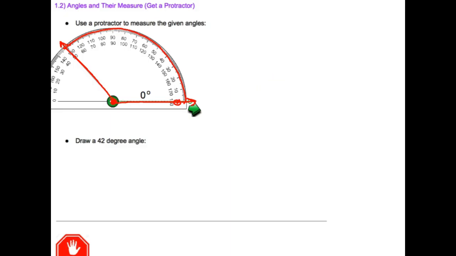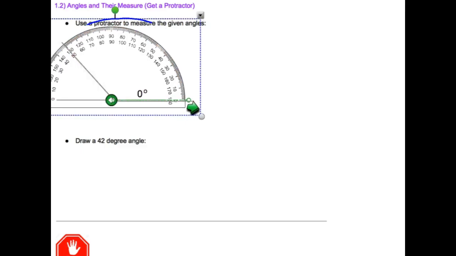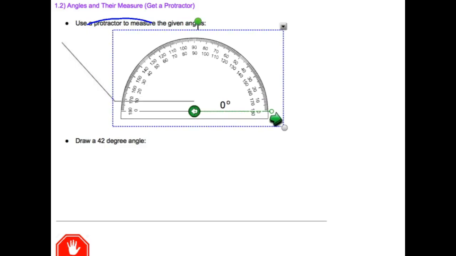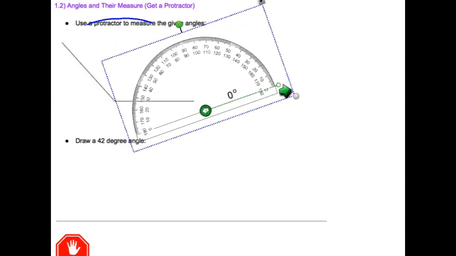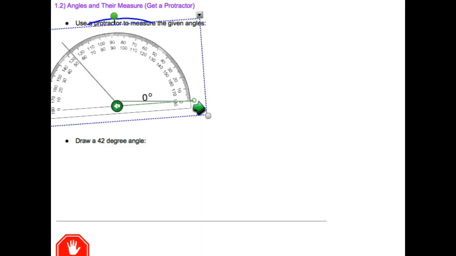So here I haven't used this interactive protractor very often. I'm going to see if it allows me to tilt it. So just give me a second, see if it allows me to turn it. It does. Okay, great. So let's suppose your angle was like this and you had to measure it. Watch how I attack that.